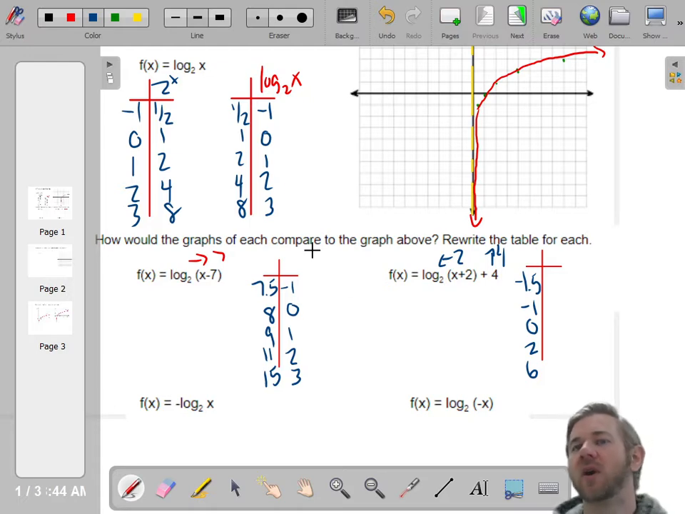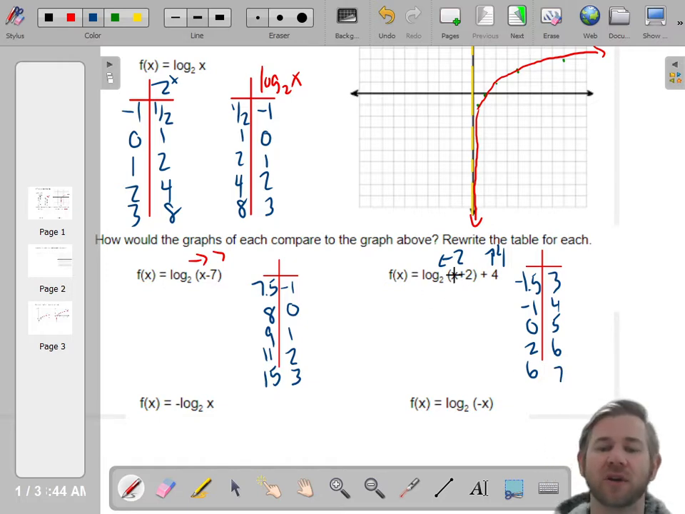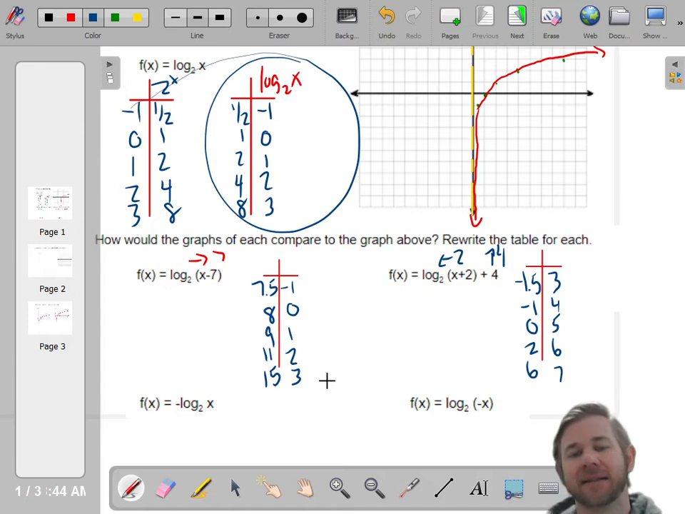And if I go up 4, I'll add 4 to all these. So 3, 4, 5, 6, 7. Now I have the base 2 log of x plus 2 plus 4. All I'm doing is translating this table. So left 2, okay, subtract 2. Up 4, add 4. The same way we were doing it with exponentials.